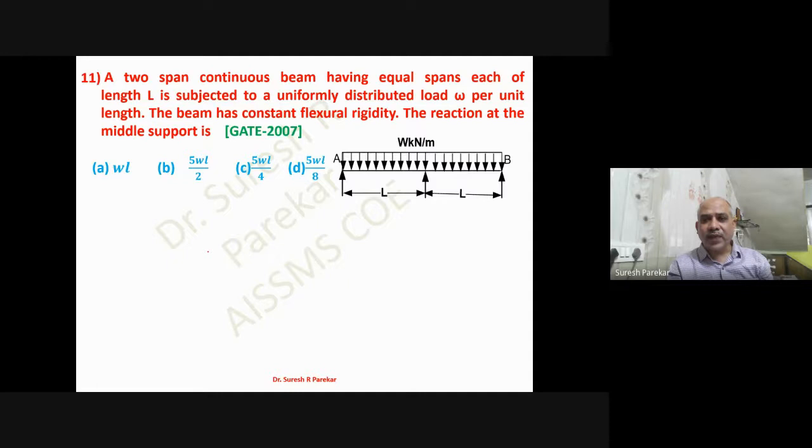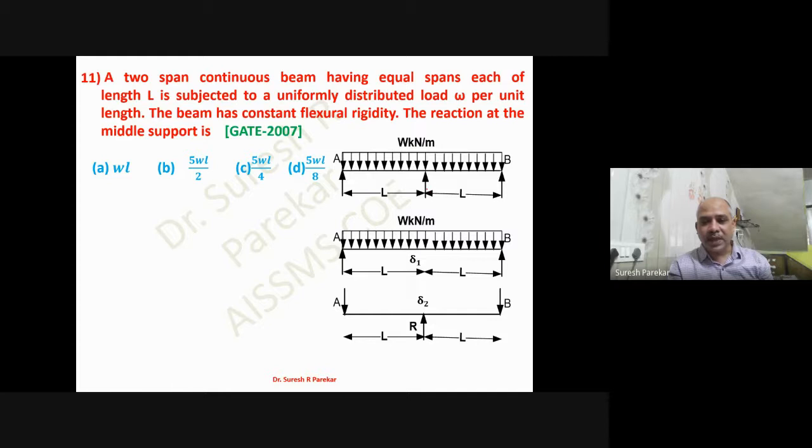Then we are interested to find the reaction at the support. So at this support, we have to remove this one. First make this a simple support with the UDL formula. We have 5 by 384 WL 4 upon EI, and then we will be with the concentrated load. So you can see this diagram. First due to this delta 1, which will be 5 by 384 WL 4 upon EI, and this is WL cube upon 48 EI, which gives me 5 WL upon 4 EI. That will be the reaction.